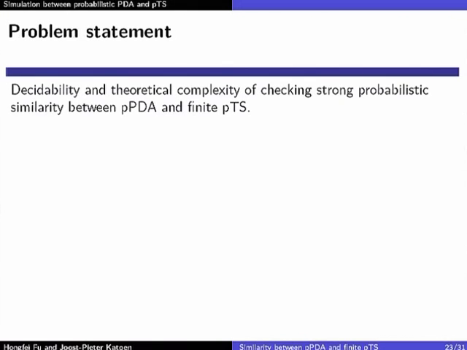So what's the problem statement, to be more precise? We're interested in the theoretical complexity of checking this strong simulation. So this is the following decision problem. You give me a configuration of the probabilistic pushdown automaton, let's say of the form P alpha, and you give me a state S of a finite probabilistic transition system. What we have to check is, do we have that P alpha is being simulated by S, or vice versa, is S being simulated by P alpha? We can do it in both directions. And this is EXPTIME-complete.